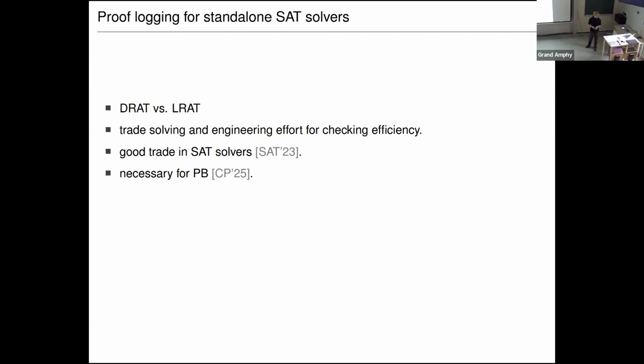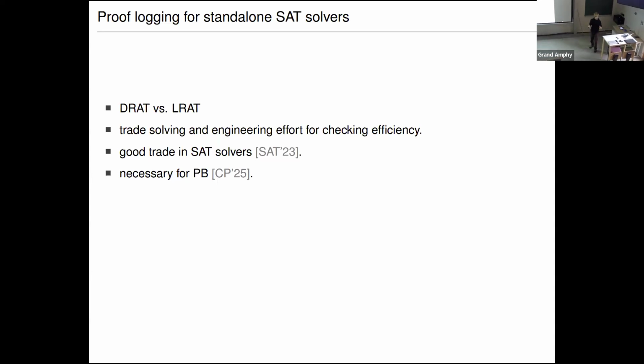Right, we're talking about CaDiCaL, so we want to do proof logging for standalone SAT solvers. My work starting out in this entire thing is implementing LRAT. I'm not the only person that implemented LRAT for CaDiCaL in this room, but let's set this aside. So this was my work starting out.